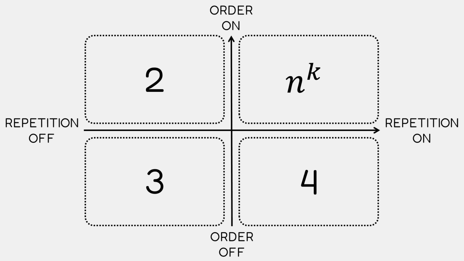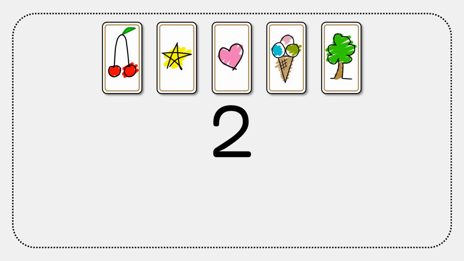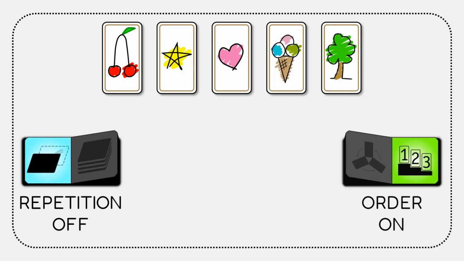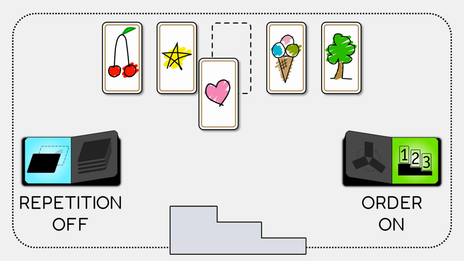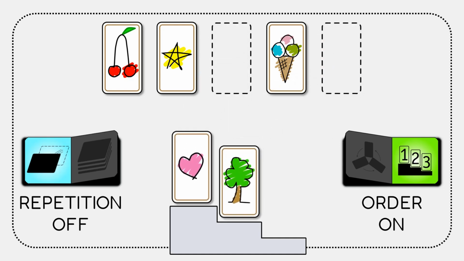Namely n to the k, simple and easy to remember. Now let's move on to the second quadrant. The second quadrant is similar to before, but this time repetitions are not allowed. That means once we draw the first card, we cannot draw it again.